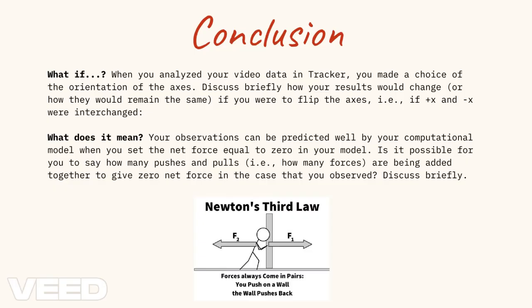And then for what does it mean? In the real experiment, there are four forces that could act on the marker: gravity, the normal force, air resistance, and friction. However, gravity and normal force will cancel each other out, and air resistance and friction are so small that we're just going to ignore them.